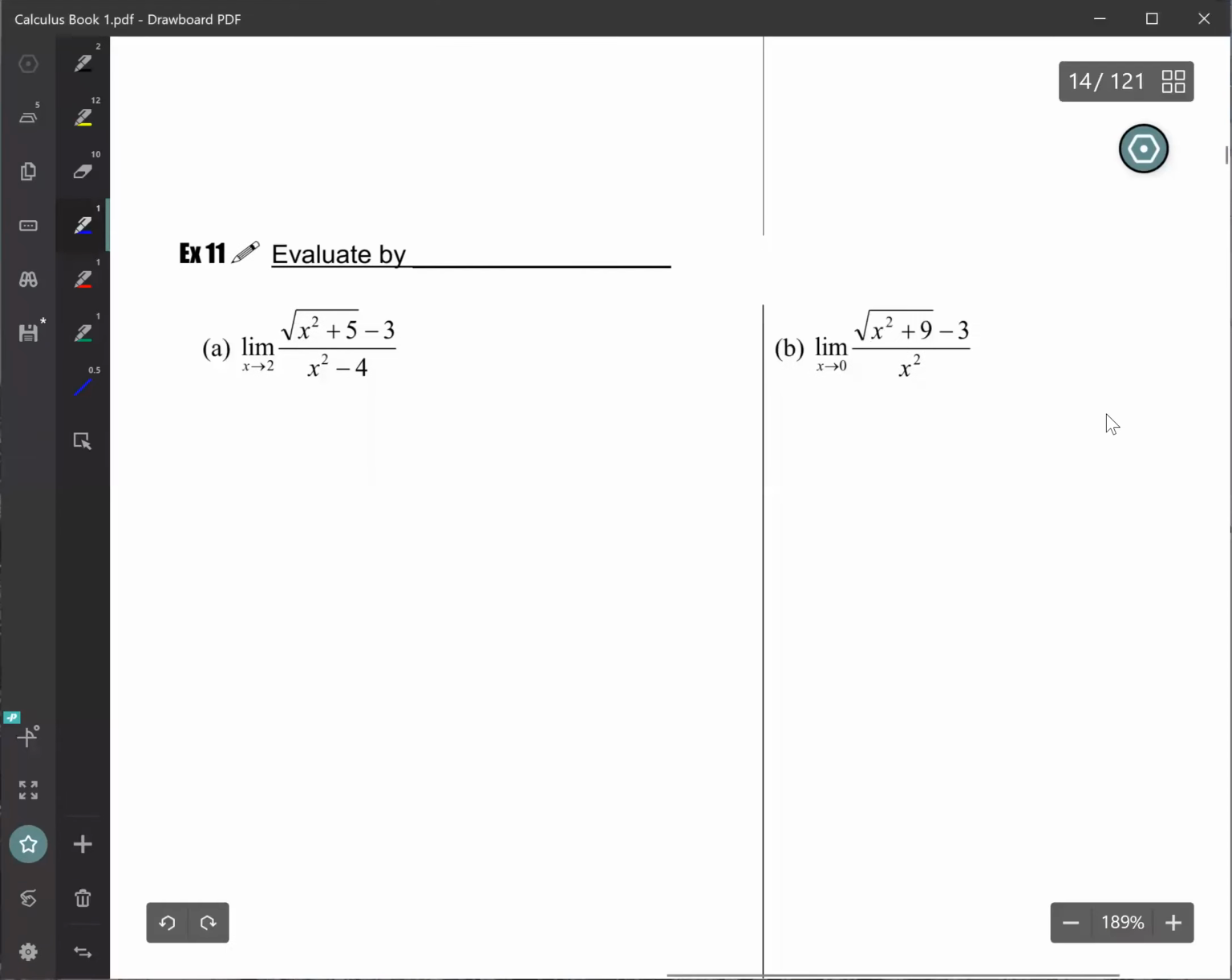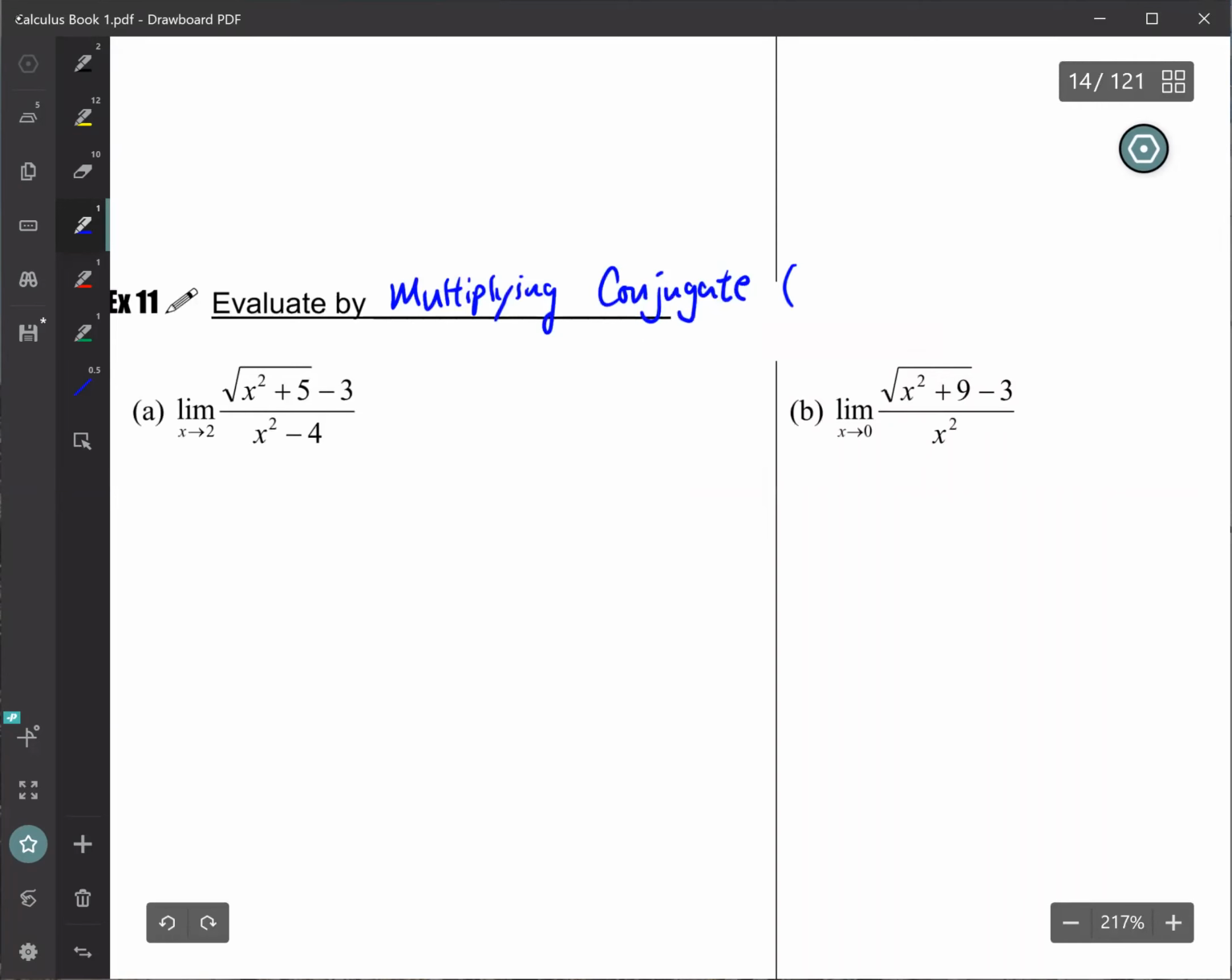Okay, so the third method is called evaluate by multiplying by the conjugate. What conjugate means is if you have a plus b times a minus b, this is a special product, right? So what does it equal, Jeffy?